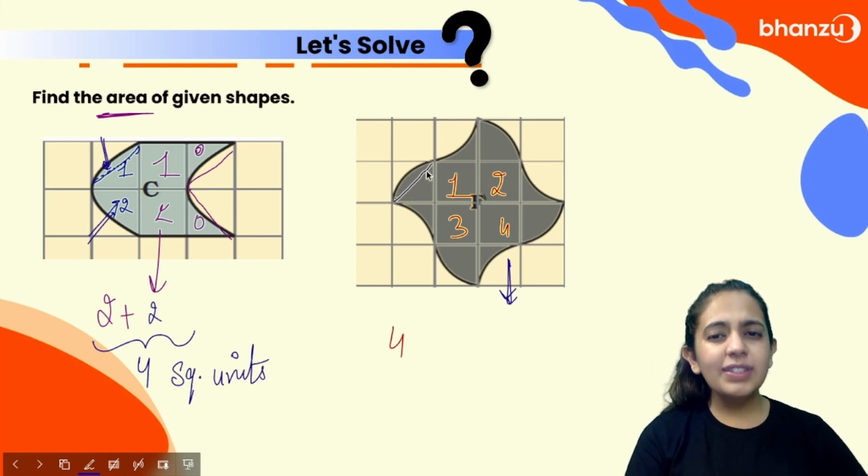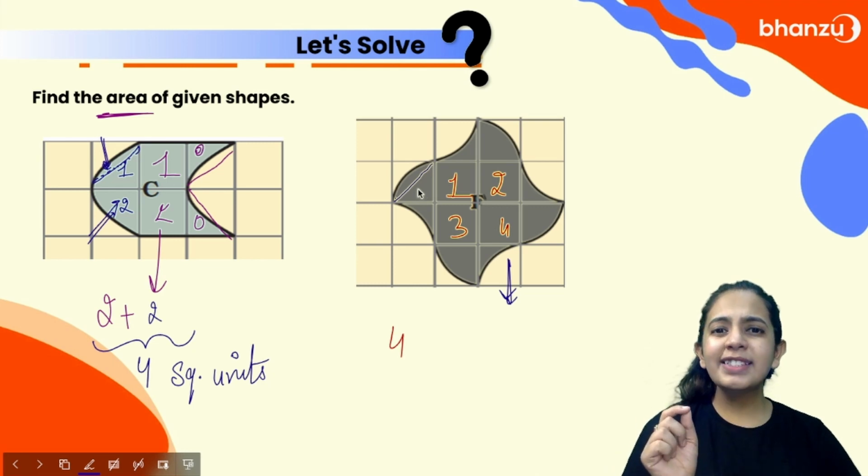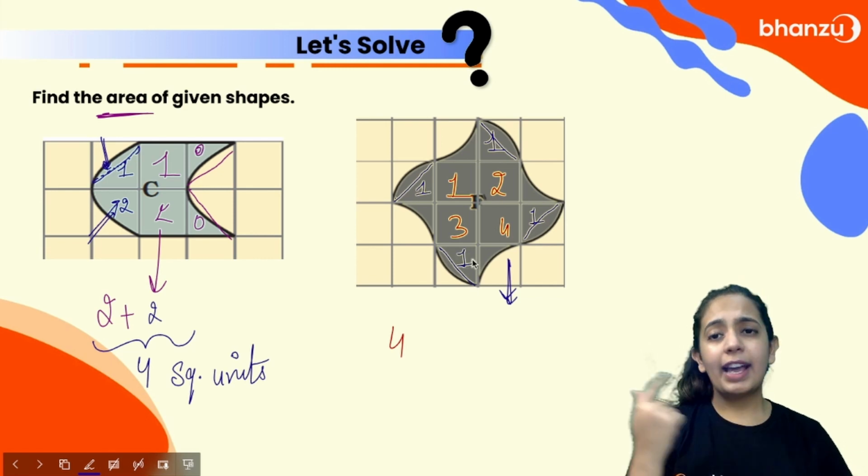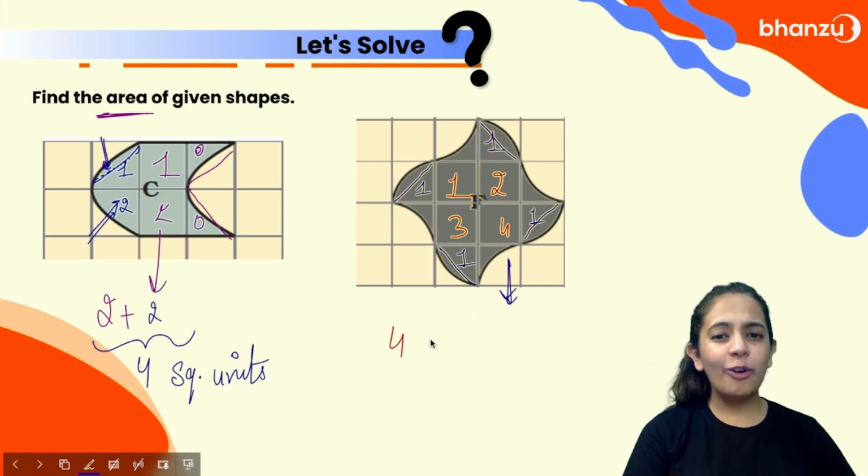Because if you see, this is more than half means 1 complete. This is also more than half means 1 complete. Right, this is also more than half means 1 complete. This is also more than half, so we're going to take it as 1 complete. So there are 4 more.